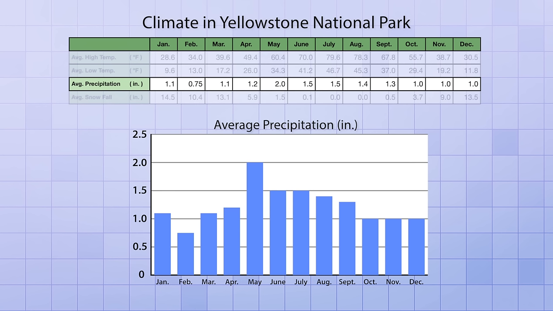Notice how easily the graph lets us see how the rainfall changes throughout the year. We can quickly find the highest and lowest months because our brains are able to compare the size of the bars much faster than they can compare the numbers in the table. That's why bar graphs are such useful tools for representing quantitative data.